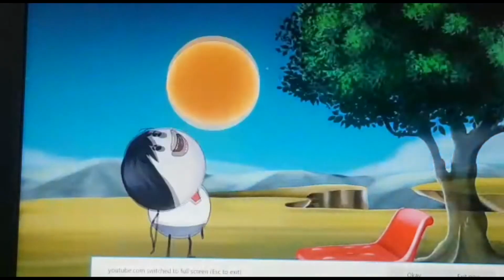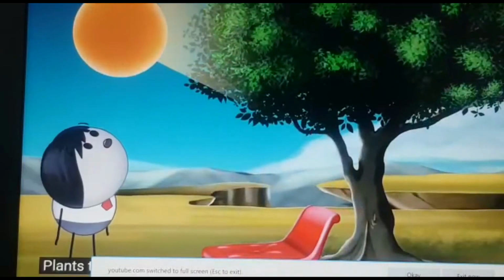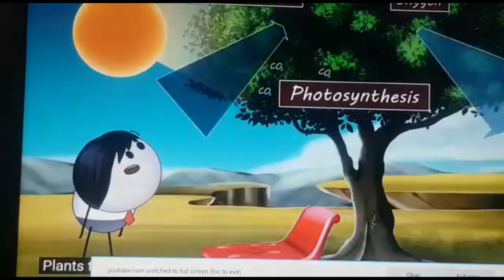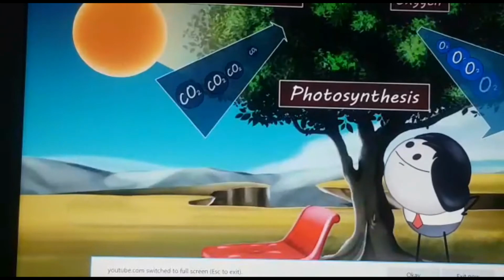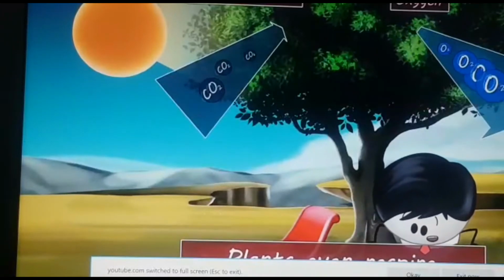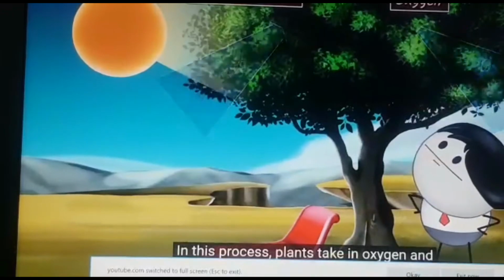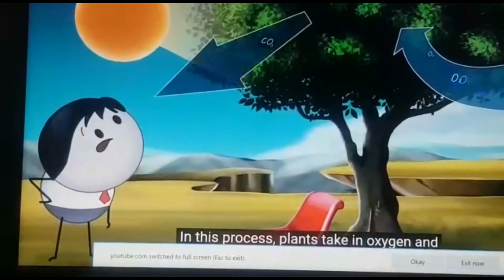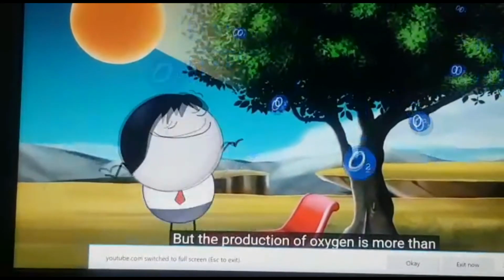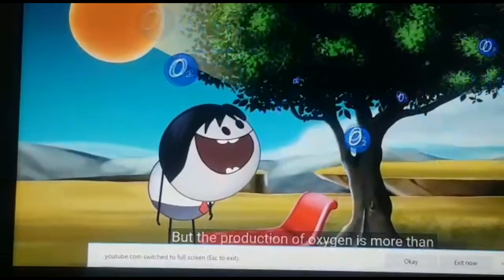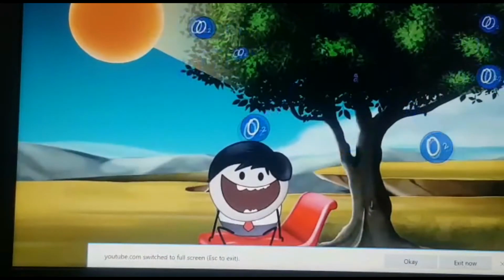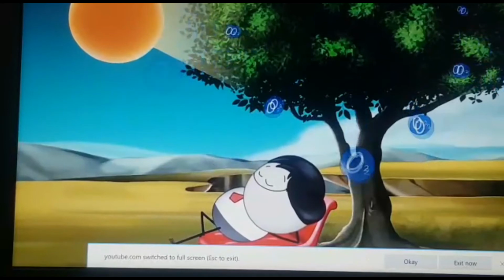This is because during the day, in the presence of sunlight, plants take in carbon dioxide and release oxygen in the process of photosynthesis. However, they even respire simultaneously. In this process, plants take in oxygen and release carbon dioxide. But the production of oxygen is more than the production of carbon dioxide. Hence, if we sleep under a tree during daytime, we may get a good amount of oxygen, thus giving us a nice sleep.